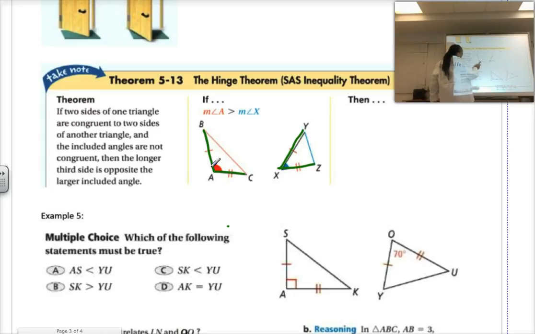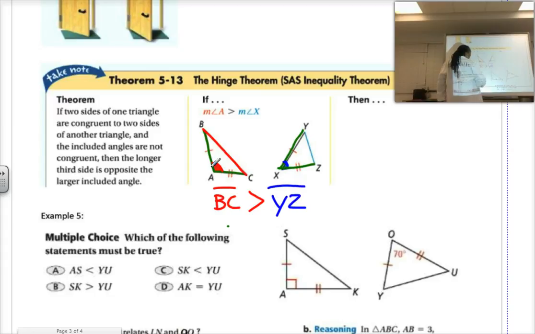Well, these included angles between the sides help to determine the relationship between the third side of one triangle and the third side of the other. And if our angle here that's indicated with this red mark is larger than this angle indicated with this blue arc, then we know that the side that's opposite the red angle, side BC, is going to be greater than the side on the other triangle, YZ. And that's what the Hinge theorem tells us.